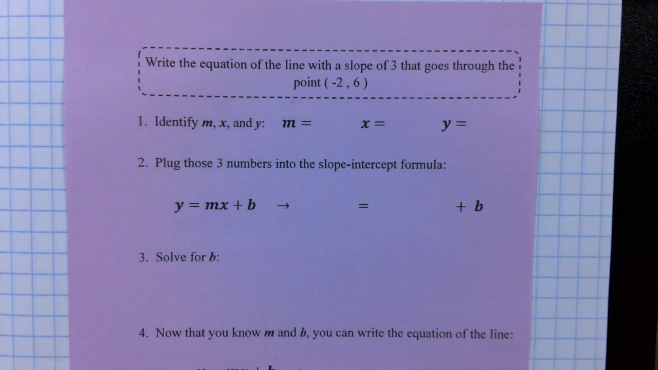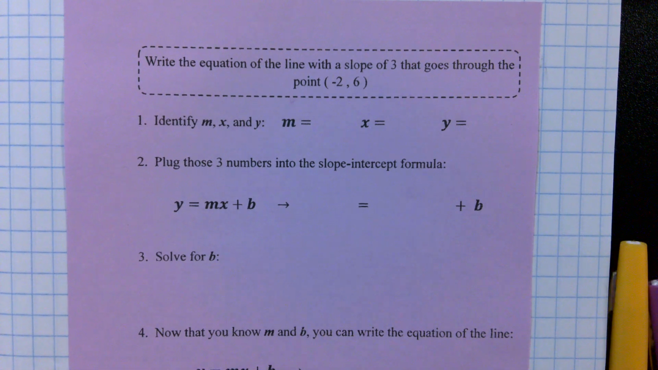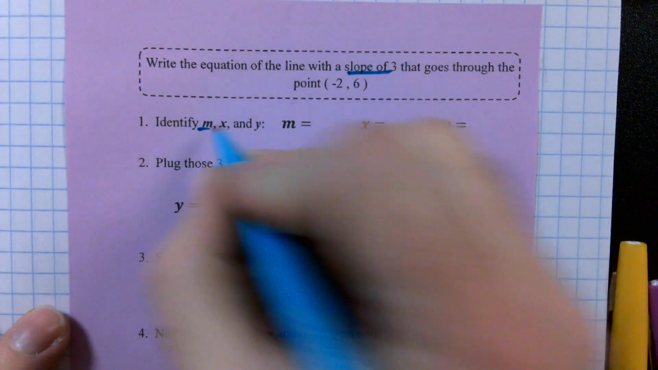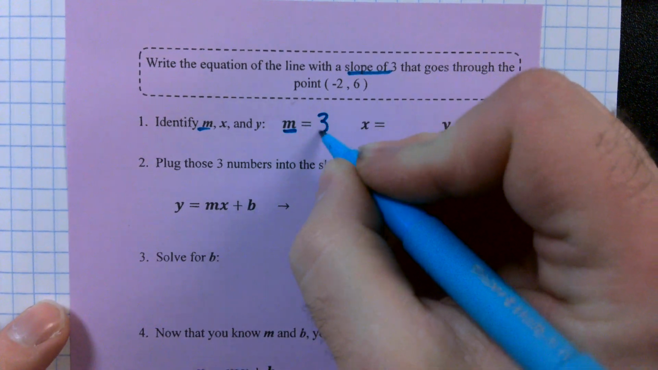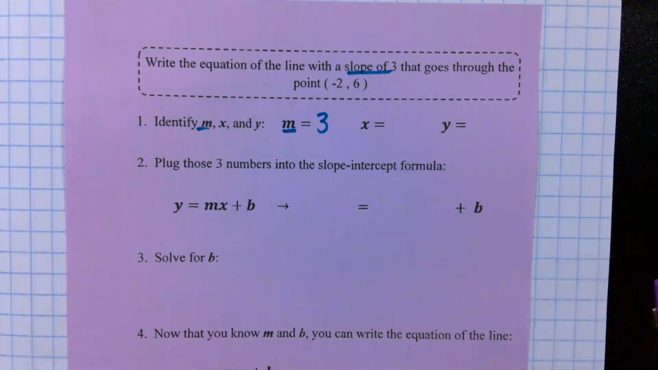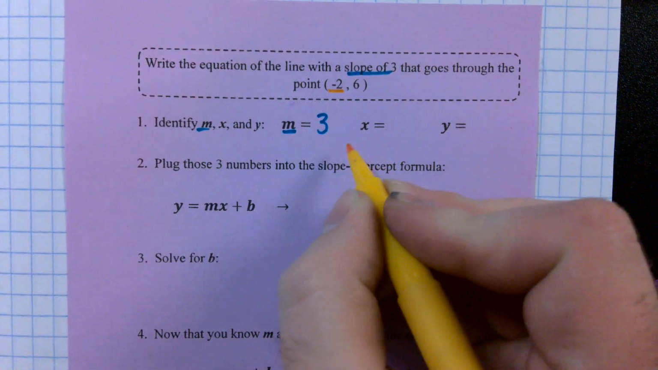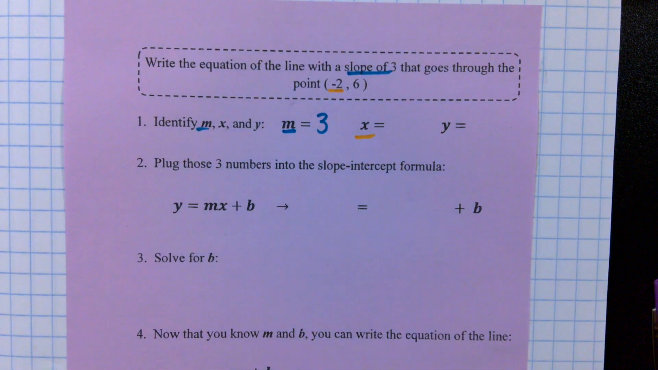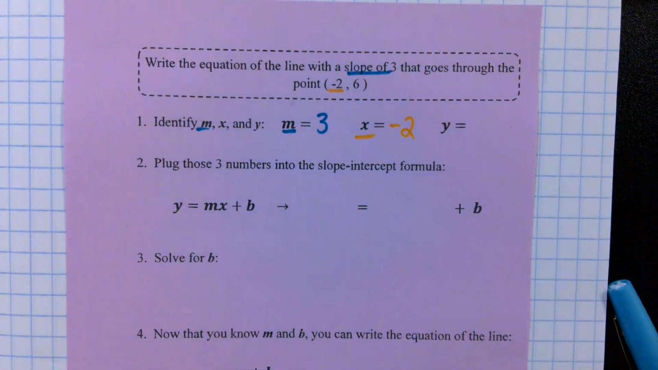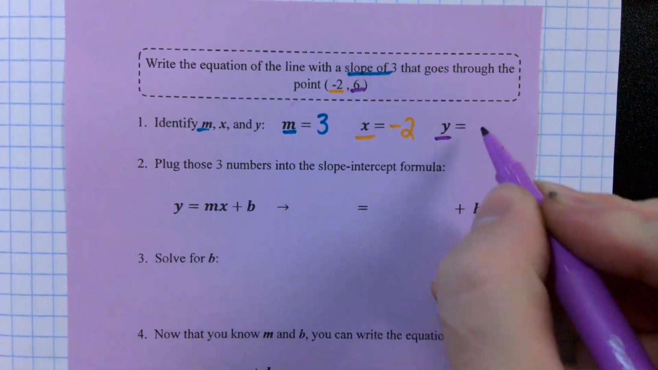So we're going to write the equation of the line with a slope of 3 right away. I know that my slope is 3. What letter represents slope? M. So what is M equal to? 3. And this line goes through the point -2, 6. -2 goes first. What does that mean -2 is equal to? That's my x, which must make +6 my what? My y.